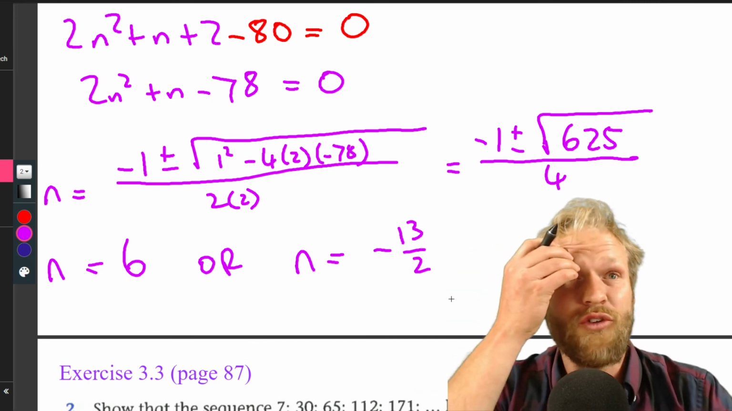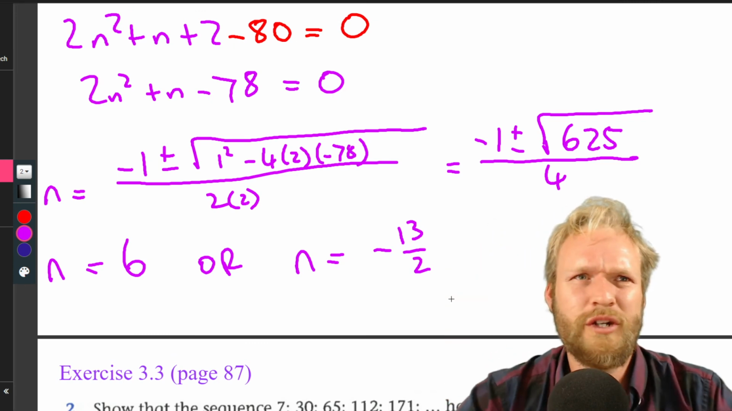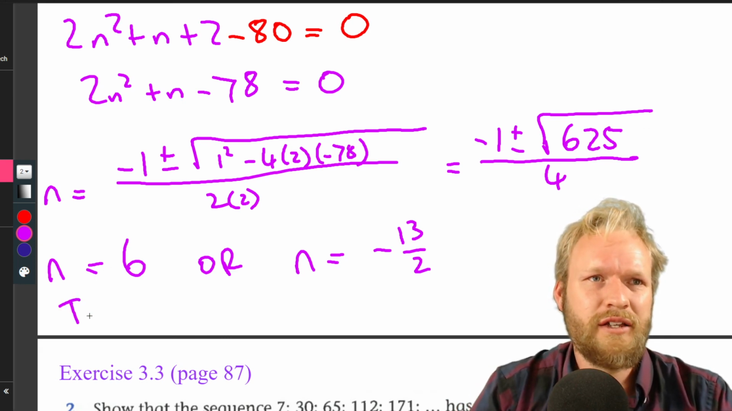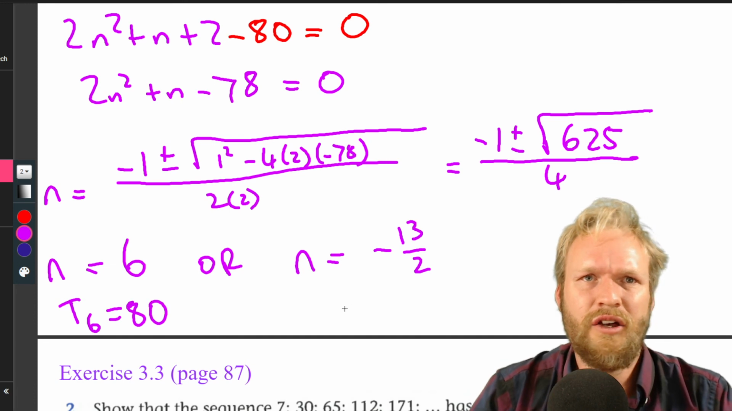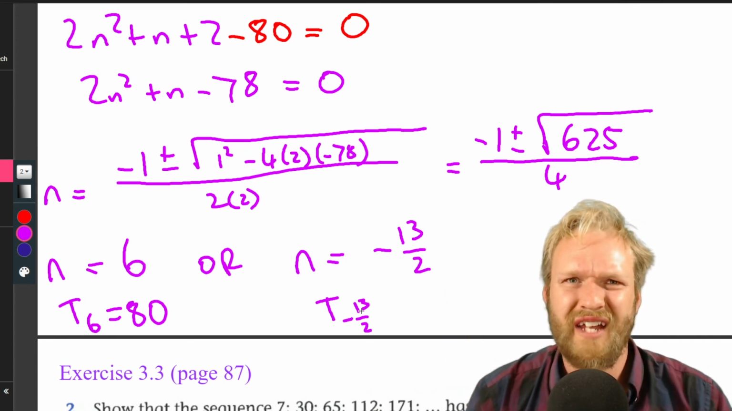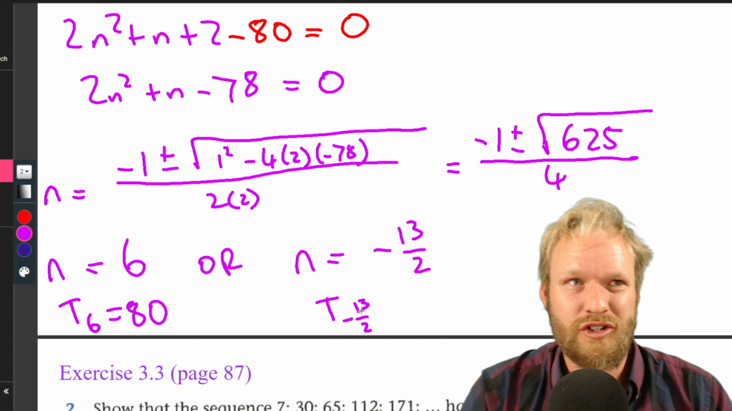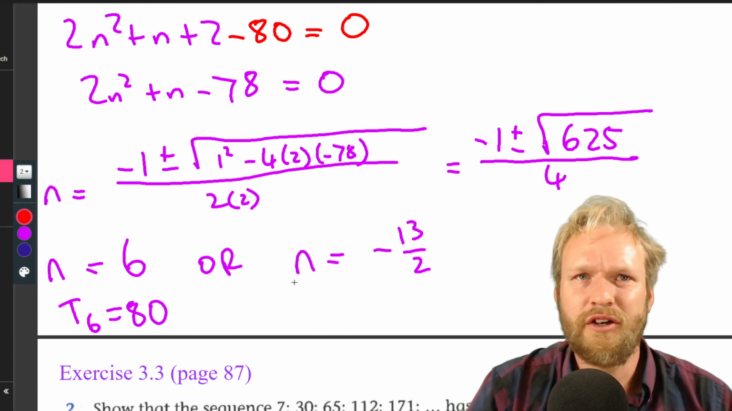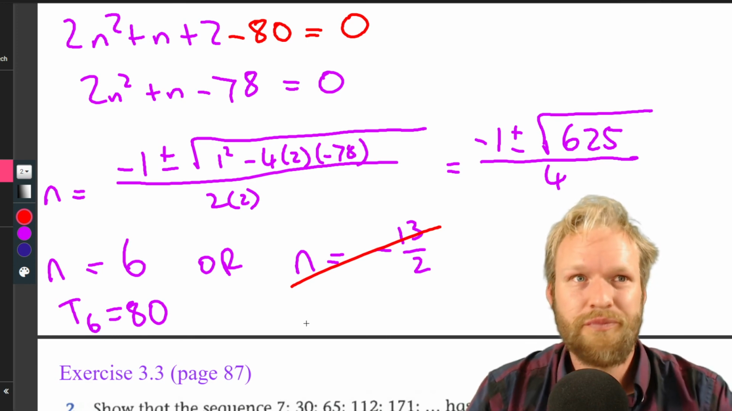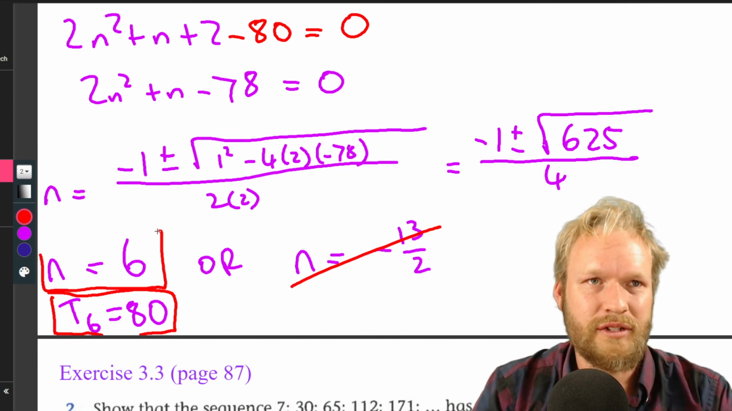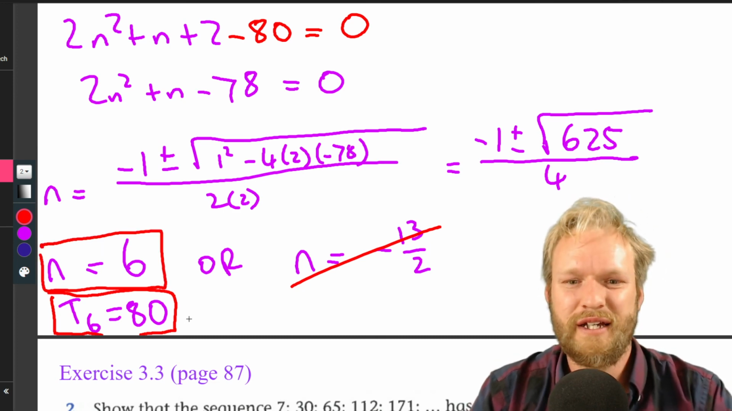But wait, what does n represent? What are we trying to find? Well, this is which term is equal to 80. So it could either be the 6th term, T6 equals 80, or T minus 13 over 2. No, wait, that doesn't make any sense. You can't have negative terms, and you definitely can't have fractional terms. So, you know what, this solution over here was all well and good, but we're going to disregard it. So our final answer is the 6th term, n equals 6. In other words, the 6th term is 80.